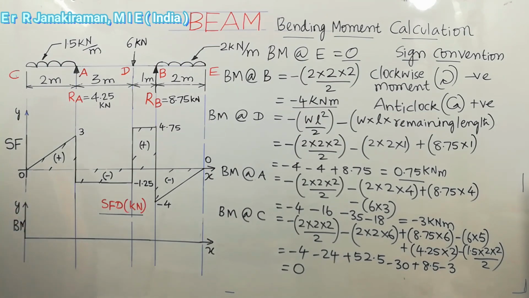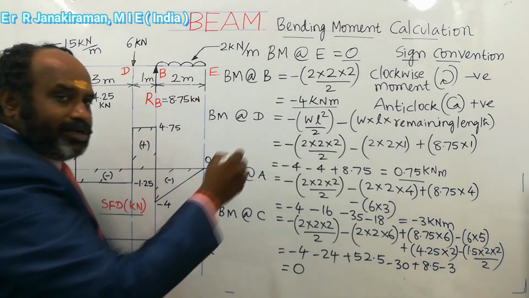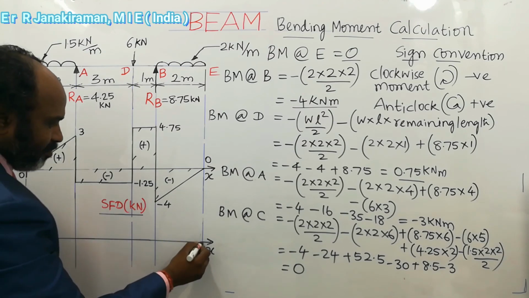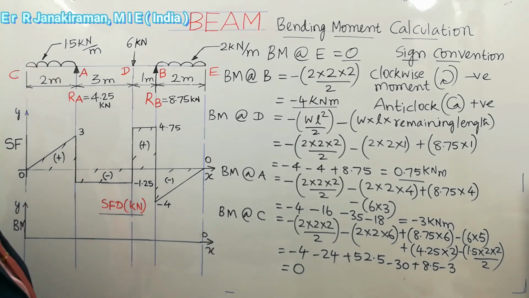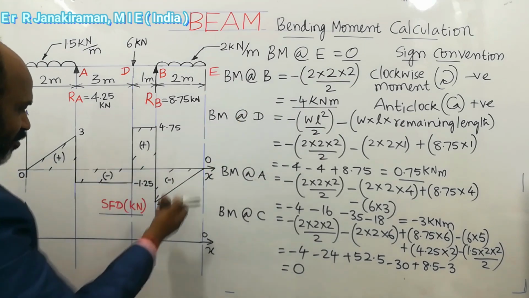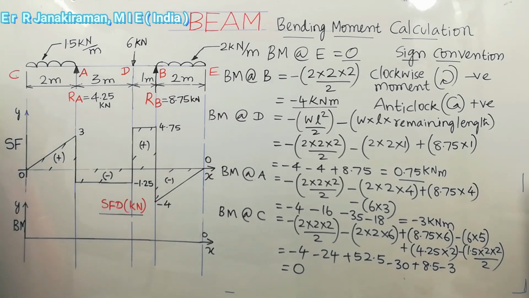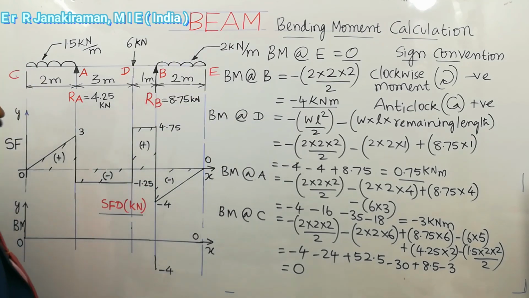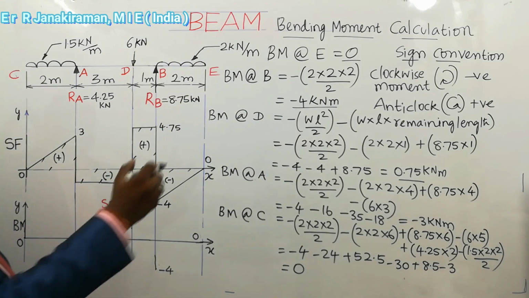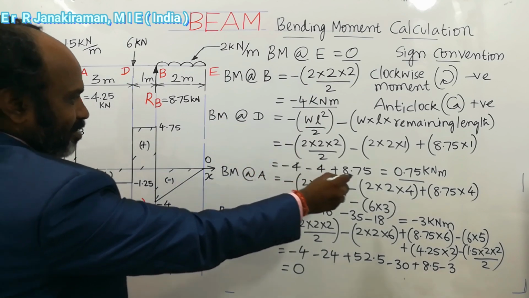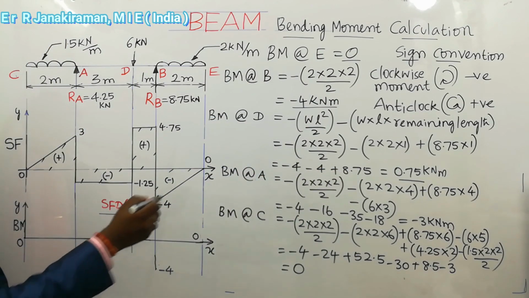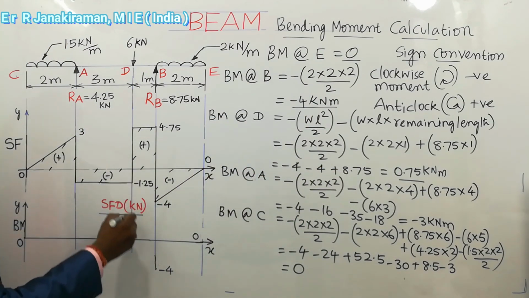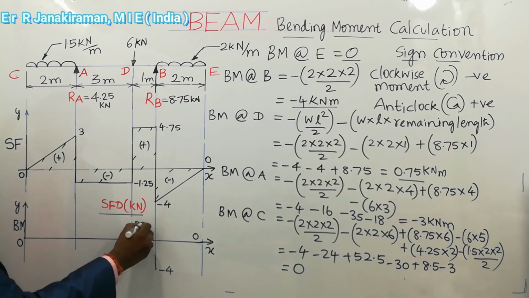Okay, so now for plotting, at point E the value is 0. Next, at point B the value is -4. If it comes below the horizontal line we put negative, that is a negative value of bending moment. Above the line is positive value. So at B the value is -4. Next point is D. At D the value is 0.75. 0.75 is positive, so above the line we put 0.75.